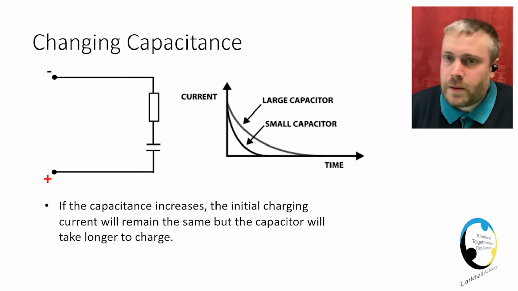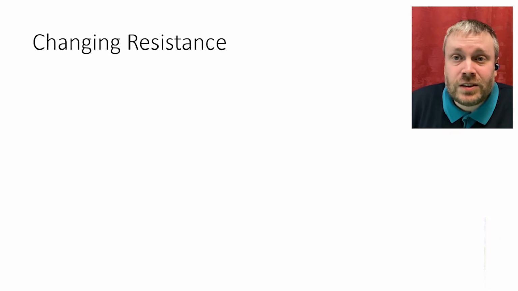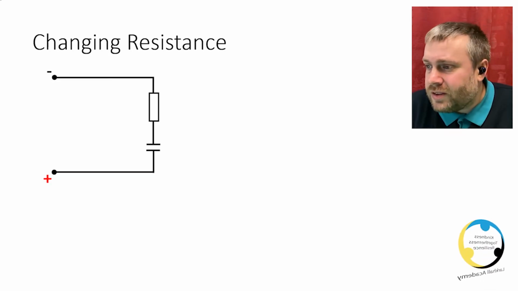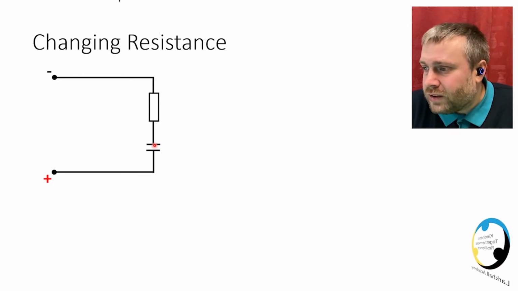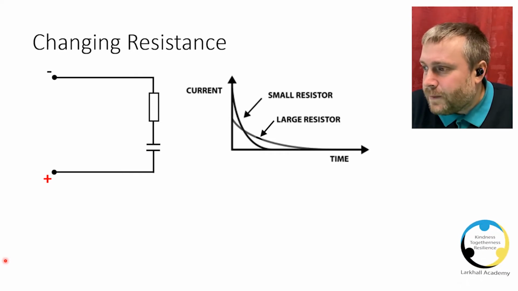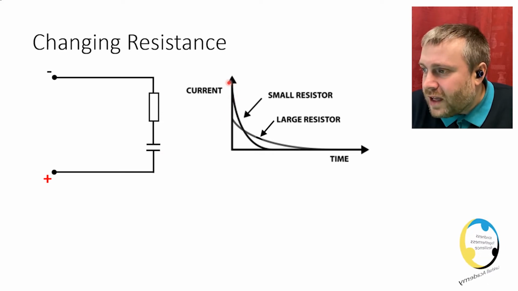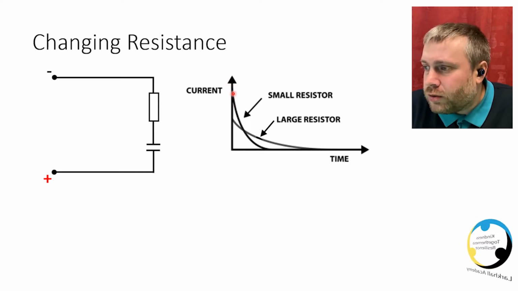Okay, simple as that. Now what happens if we change the resistance of that inline resistor? So let's stick with the same circuit here. We've got a resistor, we've got our capacitor. Here's what we see in this case. So we have a small resistor, we actually have a larger initial current. So this initial current starts off much higher.